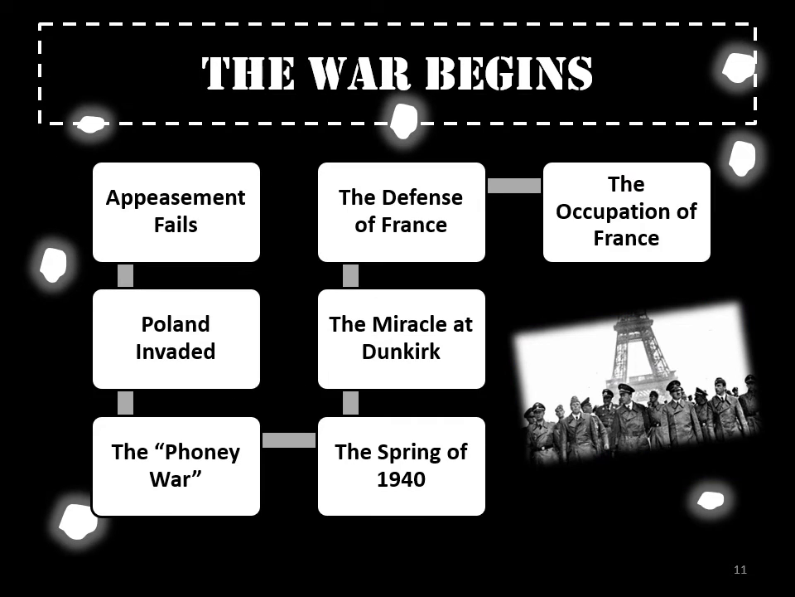The war begins. Here is a basic flowchart of key events during the early phases of the war. After the September 1939 invasion of Poland, France and Britain realized the policy of appeasement had failed. War was soon declared. During the winter of 1939-1940, nothing happened, and journalists began to call the conflict the phony war. However, Hitler was not done.